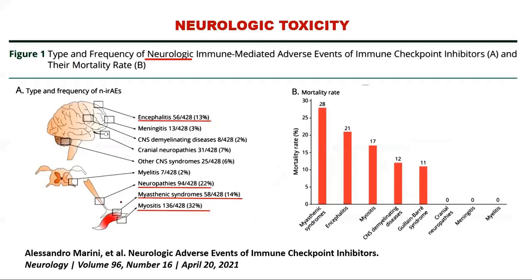And the next system is neurology. This was published in April 2021 in Neurology. Very nice illustration in terms of frequency of immune-related adverse effects. Encephalitis, 13%, neuropathy, 22% of patients will develop that, and the most common is myositis. And myasthenia gravis can happen as well. But in terms of fatality, if you rank them, the most likely to die is myasthenia gravis, and encephalitis, and myositis, muscle inflammation. If you get meningitis, the likelihood of dying is pretty rare.